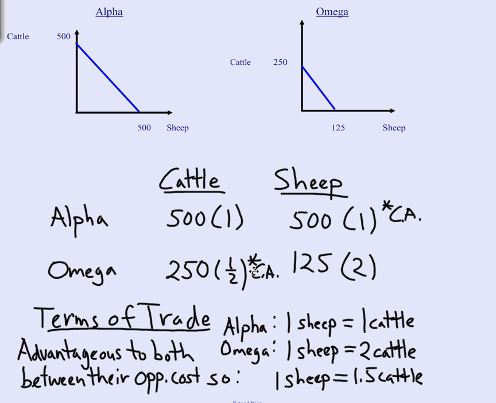Omega is specializing in cattle. Right now, they have to give up 2 cattle in order to get a sheep. Under the terms of trade, they would only have to give up 1.5. So again, that is a situation showing how the terms of trade are beneficial when the terms fall between the two countries' domestic opportunity cost.